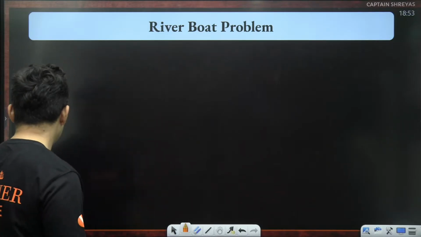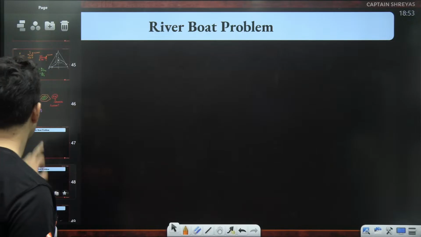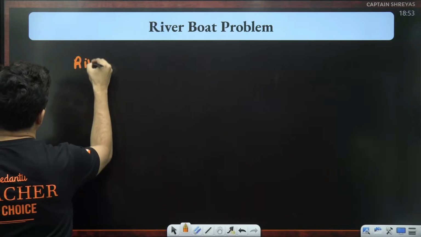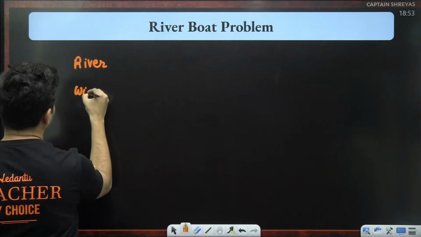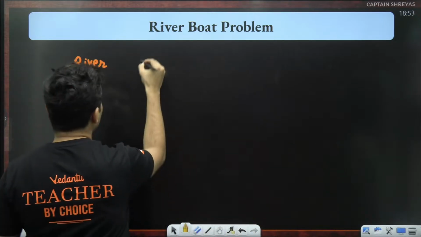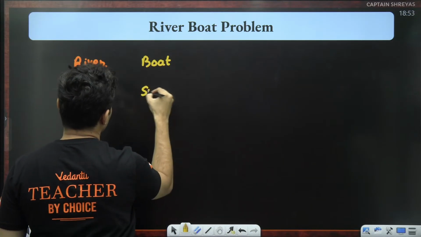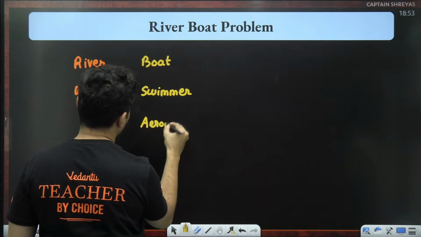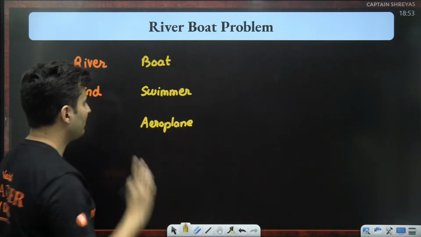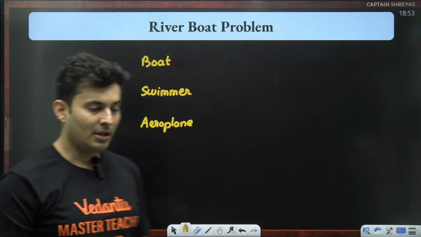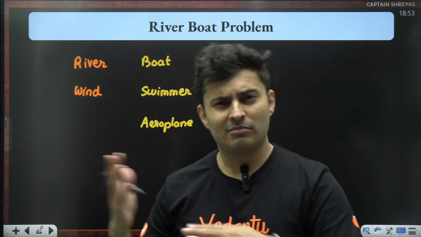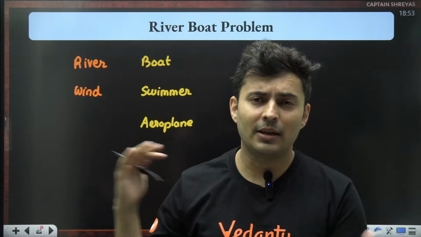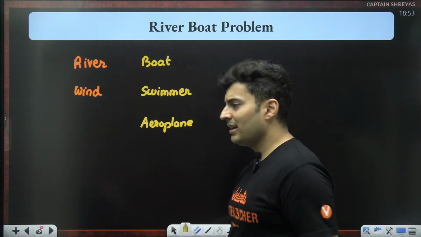Okay, so river boatman problems. The river boat problems, basically I'll tell you, these kind of questions, whether it is a river or whether it is wind, versus whether it is a boat or whether it is a swimmer or whether it is an aeroplane, they are all the same things. A person swimming inside the river is the same as a motorboat going inside the river, or an aeroplane going inside the air, inside the wind. It's one and the same thing.